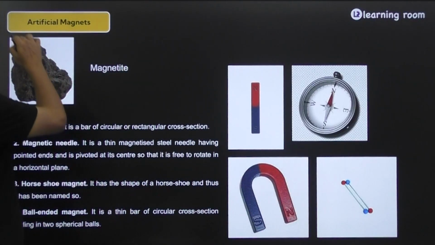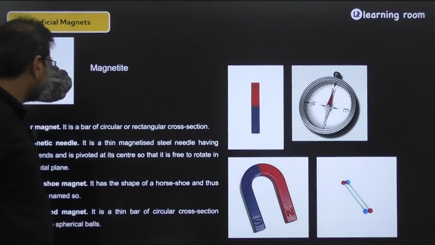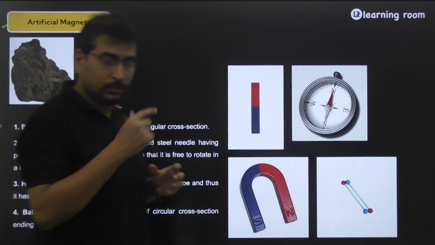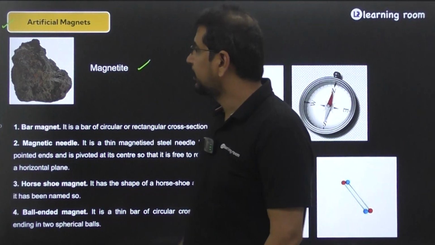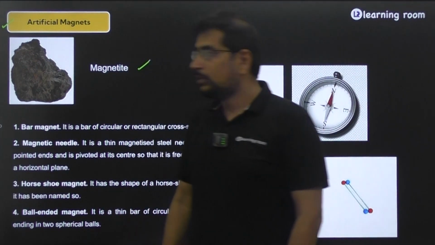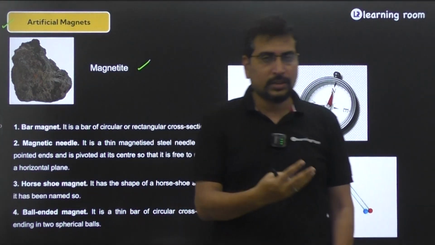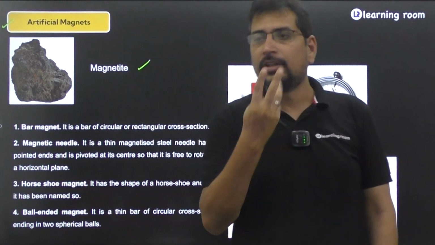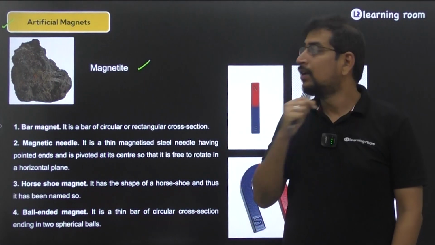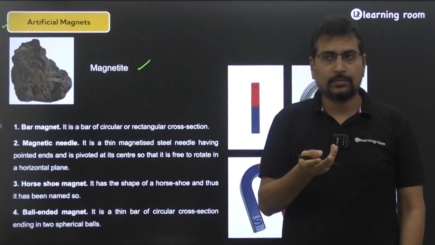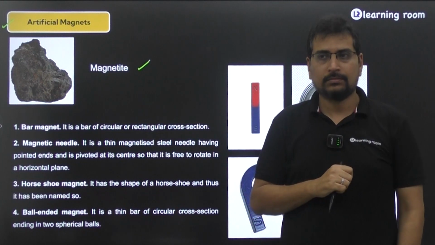So the next topic that we'll discuss is about artificial magnets. When you talk about a natural magnet, you take this magnetite. It will exhibit magnetism, but it will not be strong enough that you can use it for commercial or industrial purposes. So we need to make sure that this naturally occurring magnet is converted into an artificial magnet, right?